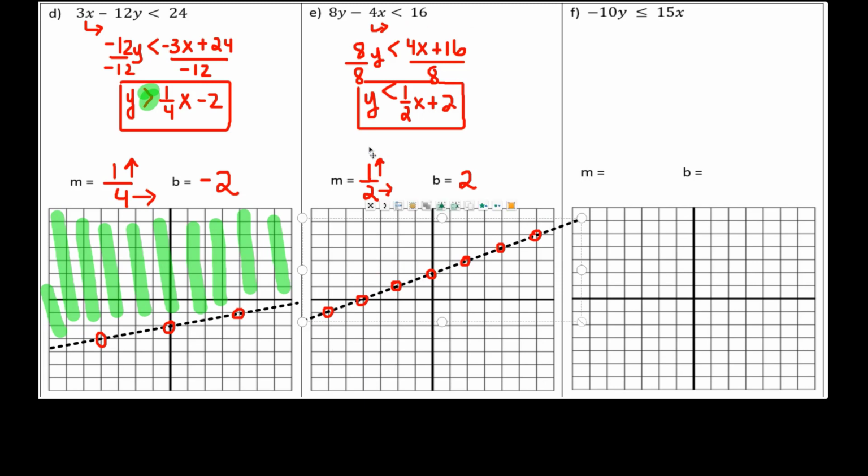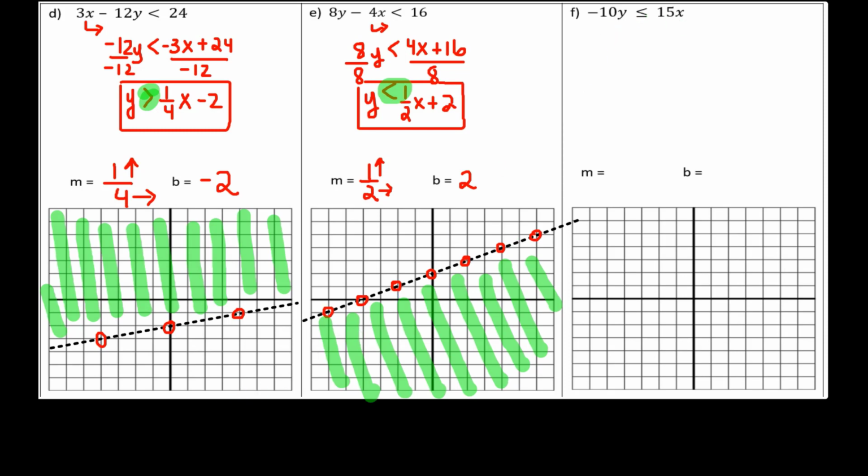There we go. And now we're going to shade. So we look at the symbol, which is less than, so that means we're going to go down. So we shade below the line. There we go. Very good. Let's go on to the next problem.